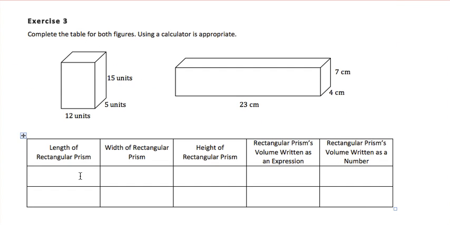We'll practice. They've given us a table for both figures. So in the same way that we worked on the others, we'll take a look at our first rectangular prism. The length will be 12, our width will be 5, and our height will be 15. And writing the volume as an expression, we would do 12 times 5 times 15. And then written as a number, that will be 900 cubic units.